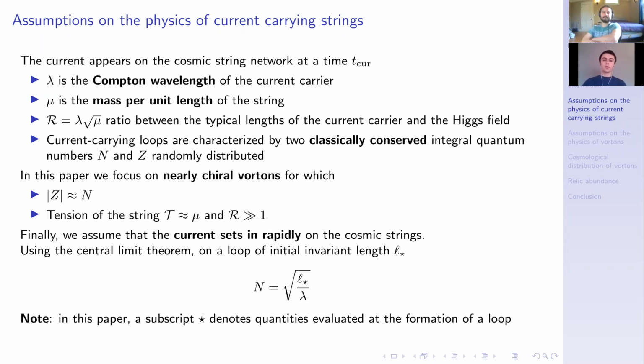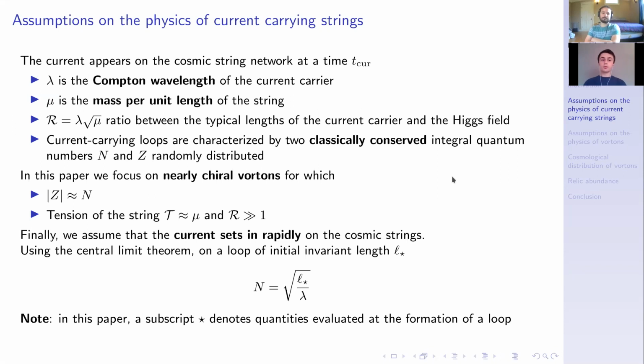And now that you have your cosmic strings that have a current condensed on them, these current carrying loops are characterized by two classically conserved integral quantum numbers n and z that are randomly distributed on these cosmic string loops. And these numbers are related to the charge of the cosmic strings. And when I say it's classically conserved, what I mean is that it's conserved if you neglect quantum effects, and if your loop has a size which is similar, for instance, to the Compton wavelength, then you expect it to decay by quantum tunneling. So they are only classically conserved.